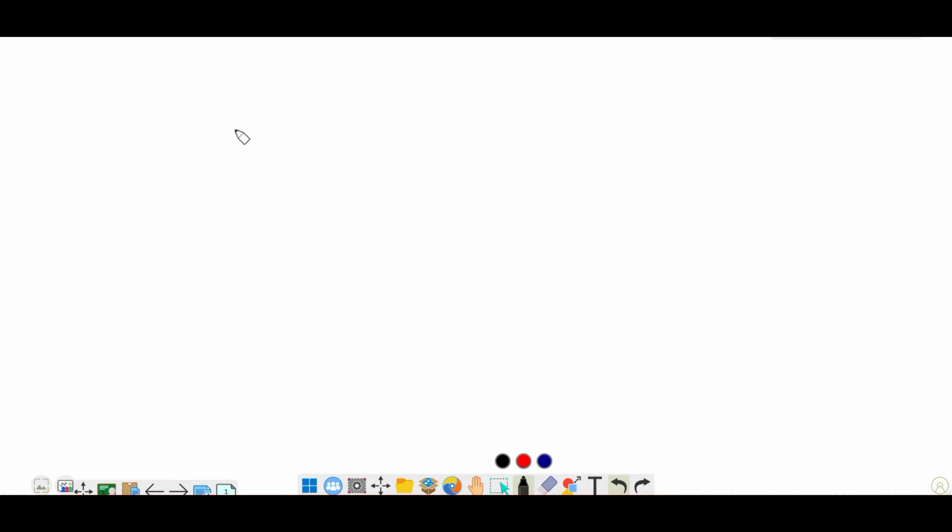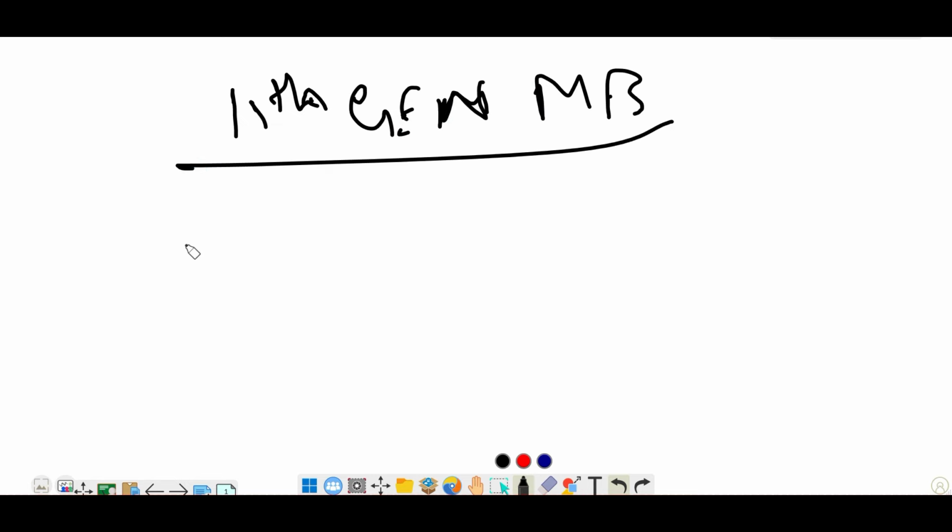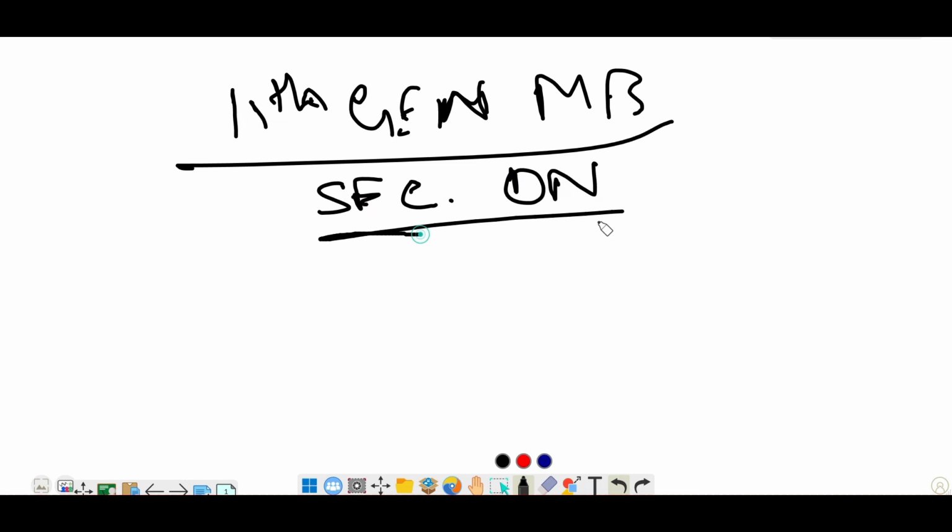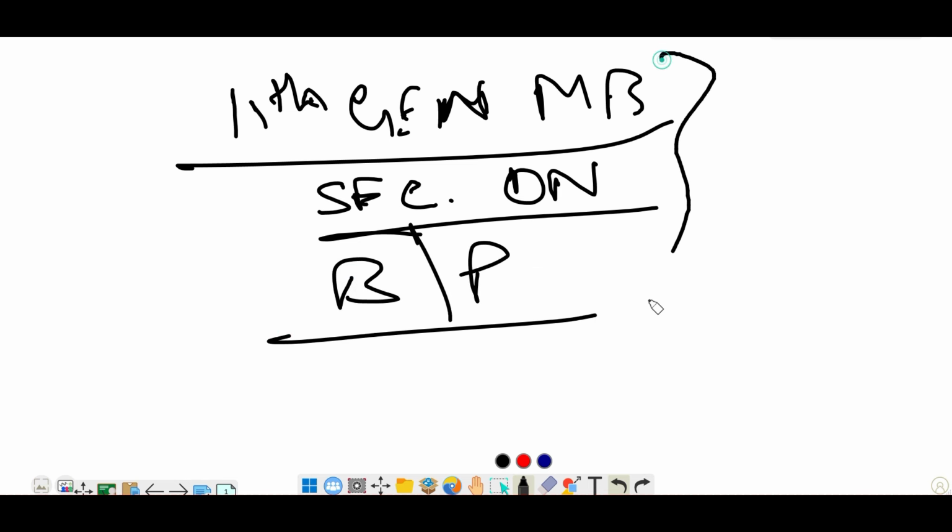In today's class, I am going to explain how the 11th gen motherboard will work. What are the sections that will be active on the condition before pressing the power button? Each and every point I will discuss in this section.